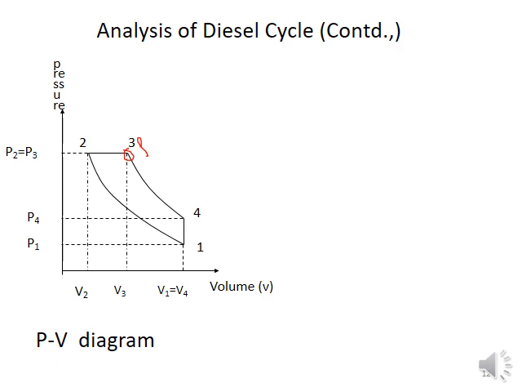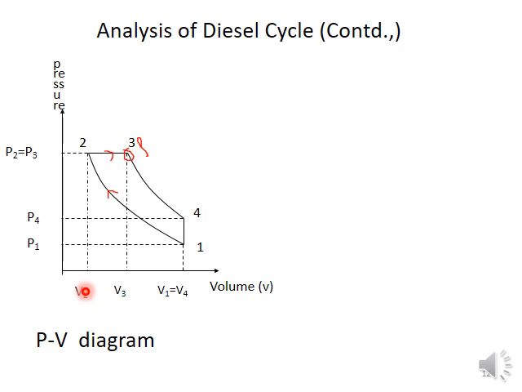The compression ratio r is equal to V1 by V2. The expansion ratio is V4 by V3. And the cutoff ratio rho is equal to V3 by V2.